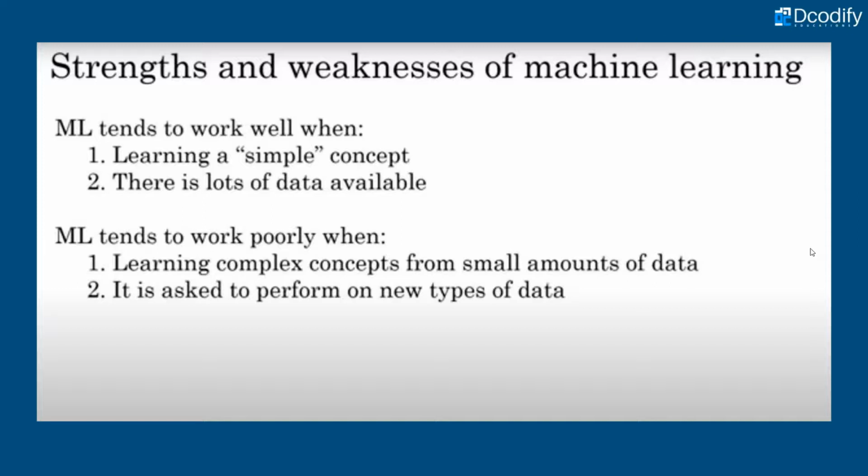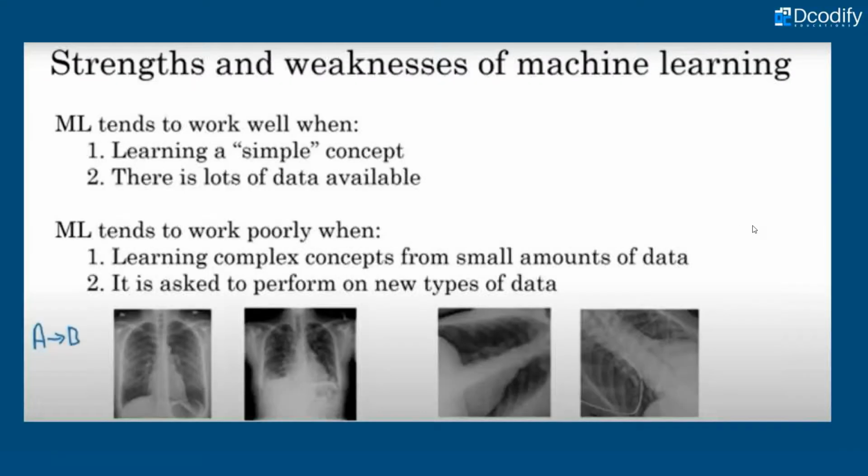Fine. And a second underappreciated weakness of AI is that it tends to do poorly when the machine performs on a new type of data that is very different from the data it has seen in your data set. So let me explain with an example.